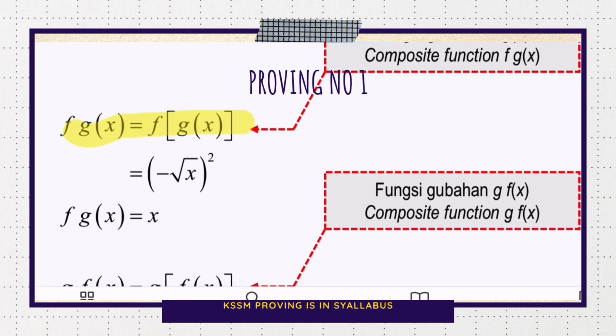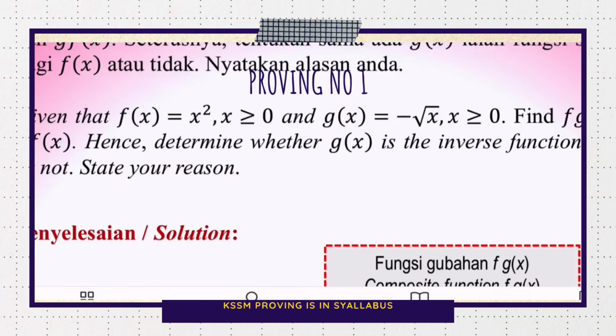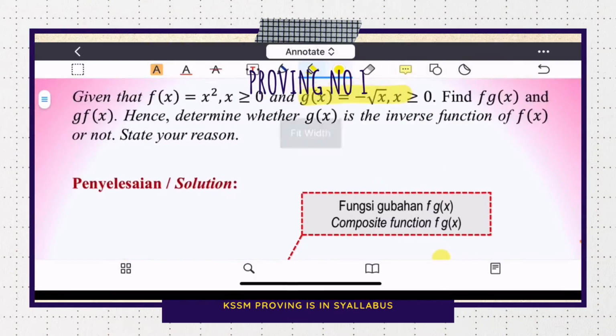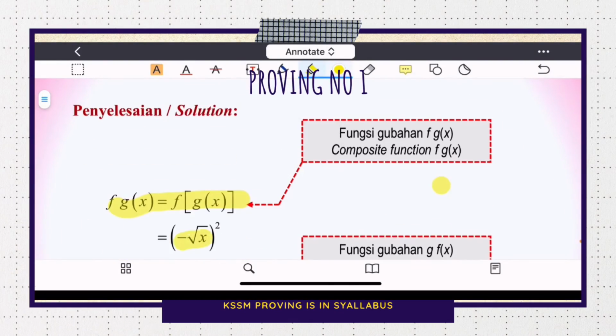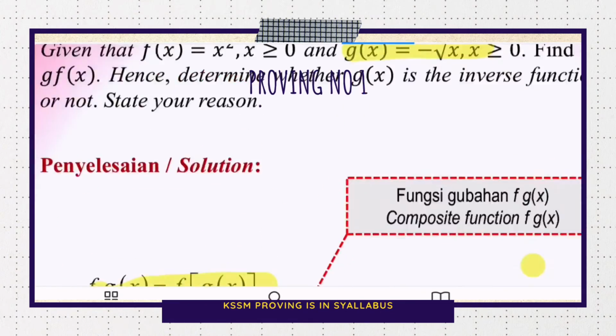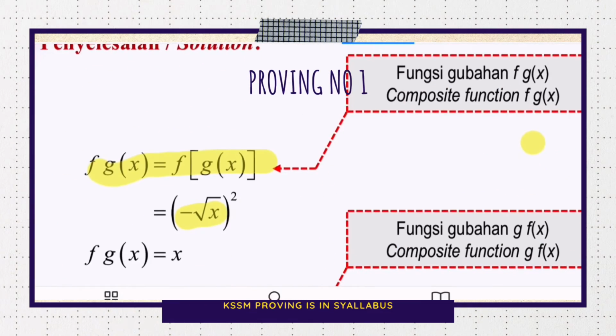fg(x) equal to f(g(x)), and then let's go to the function given. g(x) is negative square root x, so we will substitute in. Need to square the whole function of the g(x). And if we simplify, negative with square, we get positive, right? Square root x times square root x, you will get x. So that's why you prove that you got fg(x) equal to x, which is the object.